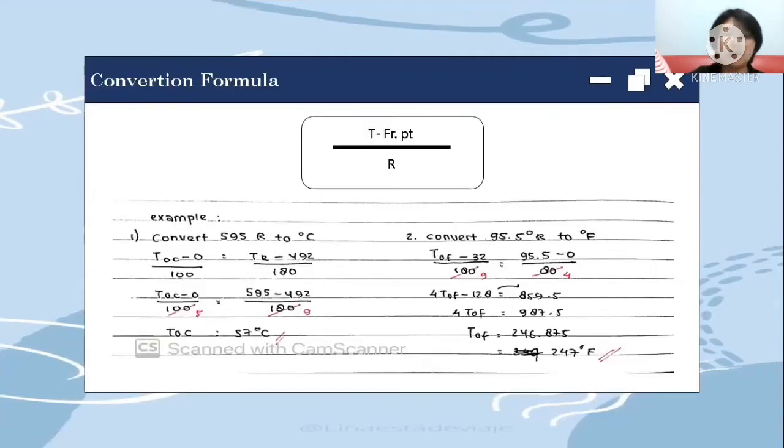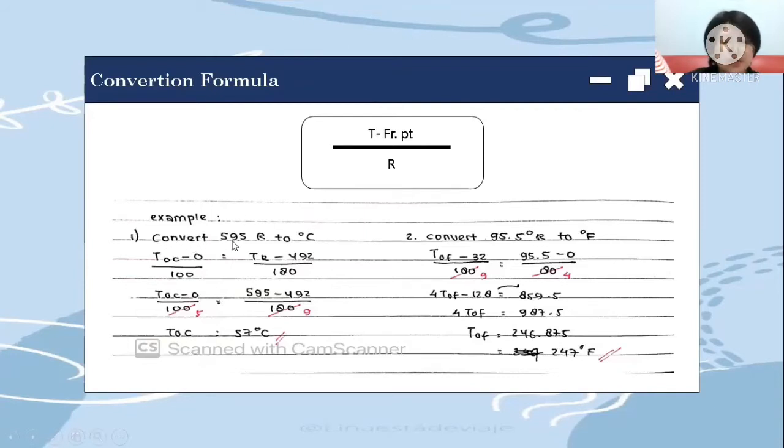After that, let's learn how to convert the temperature from one unit to another unit, and this is the formula. Now, the formula is T, which is the temperature that we are trying to look for, minus the freezing point, over the range. Now, I have given you guys 2 examples. Now, let's guide you through one by one.